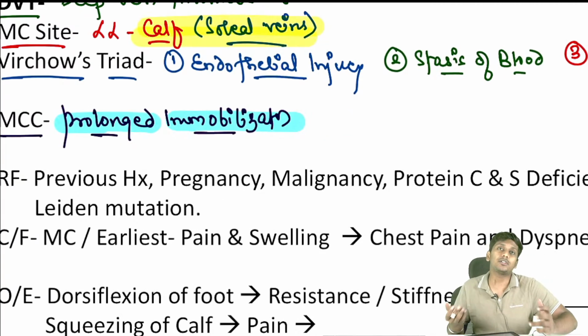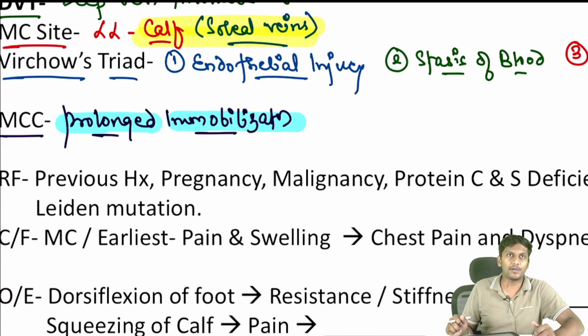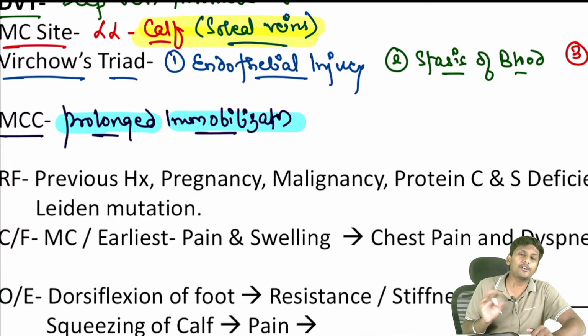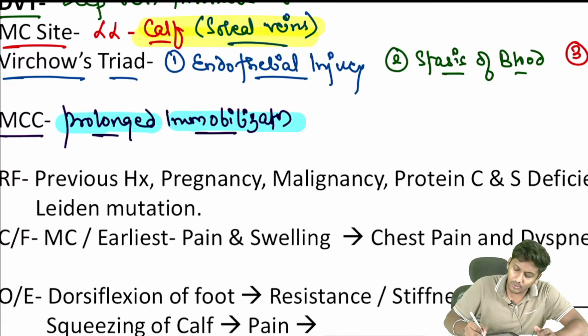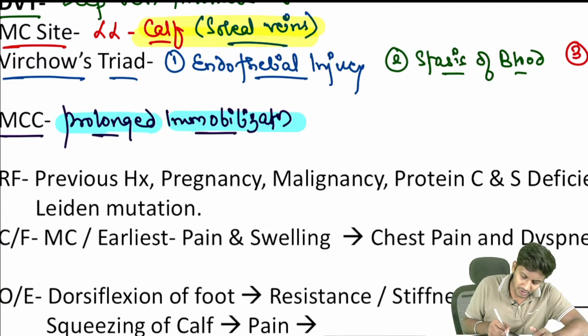Now, what are the conditions which can cause prolonged immobilization in a patient? Why are these important? Because they will not write prolonged immobilization in the question. They will either give you some hints for prolonged immobilization. What will those hints be? Either a patient who is bedridden. Okay, they can say the patient who is usually bedridden, who cannot even move from one place.